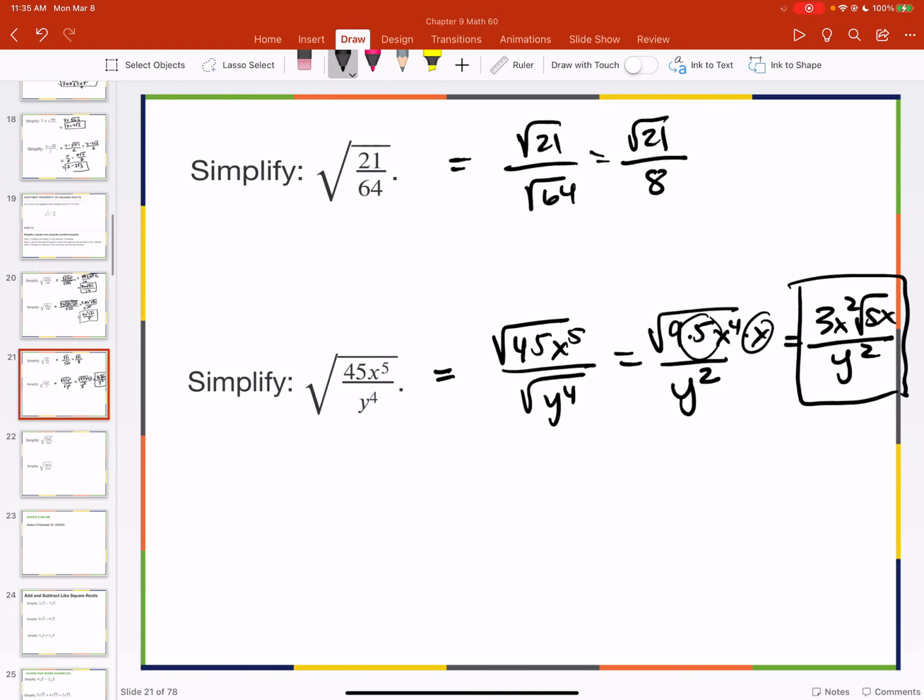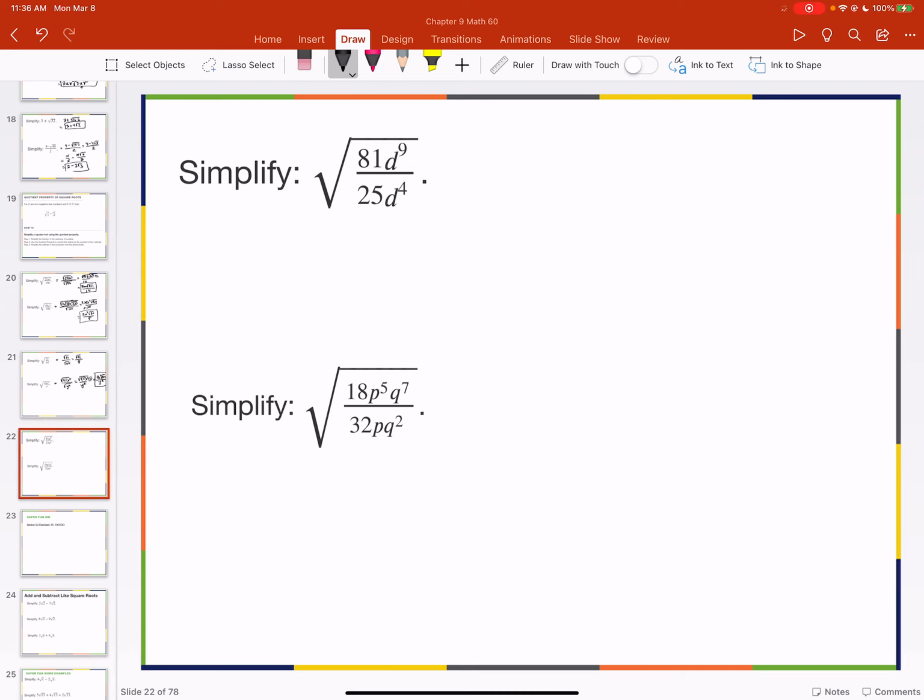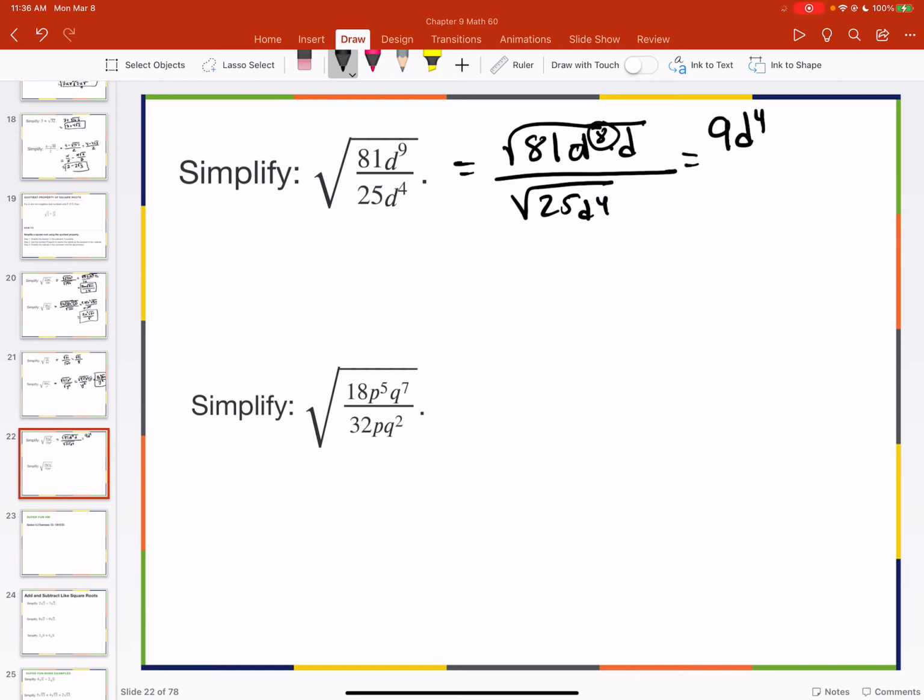Okay, let's do one more with some more letters. Yay, we love this. Okay, so on the top, you have here square root of 81d to the power 9. So that's 81 d to the 8th power times d, all over square root of 25d to the power 4. Well, these are perfect squares here. So you have 9d to the 4th because it's half of 8. And then what's left is square root of d. And then on the bottom is just 5d squared.